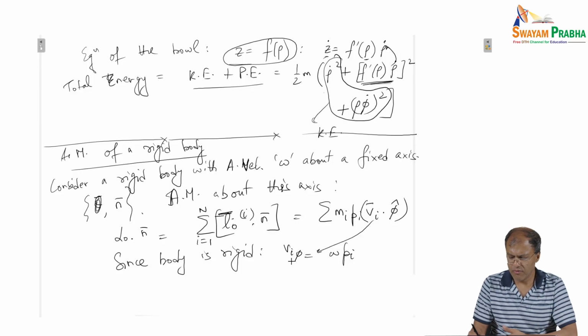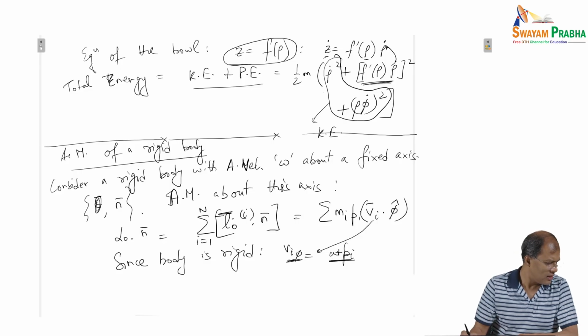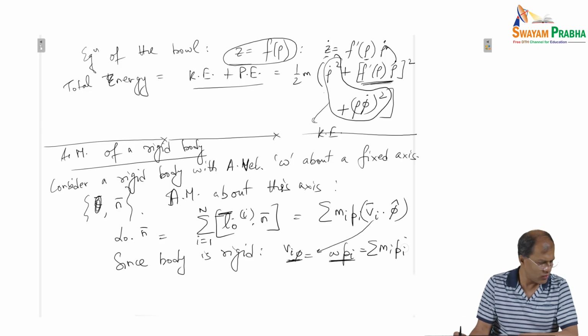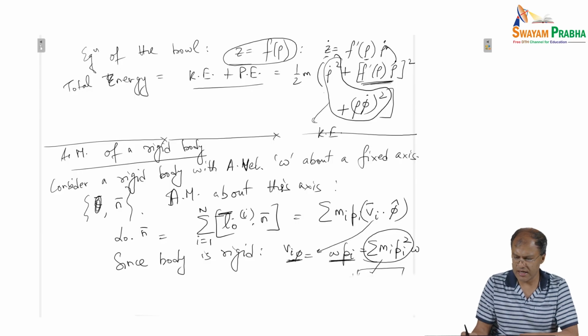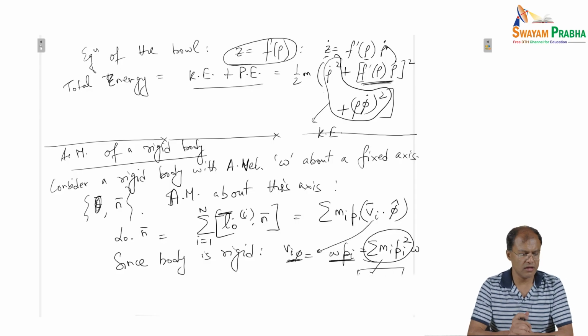So we can write the translational tangential velocity to be related to the angular velocity omega as follows, and this is going to be summation m i rho i square omega, right? We can immediately see that this quantity which is summed up is nothing but the moment of inertia times omega. So what we find is that the angular momentum is the moment of inertia about the axis under consideration times the angular velocity, right? So that's how close the relation is with regards to the linear momentum.